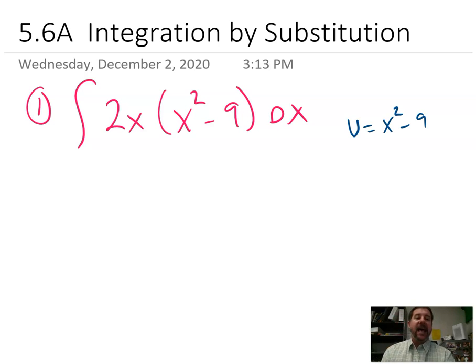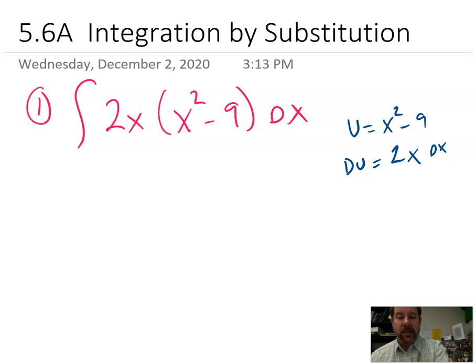All right? And then what I'm going to do is I need everything in terms of u's, everything. So I'm going to take the derivative of this. The derivative of u is du. There's my differential. Equals 2x. We just took the derivative of x squared, so 2x dx. And the derivative of 9 is 0, right? It's a constant. So 2x dx is equal to du.